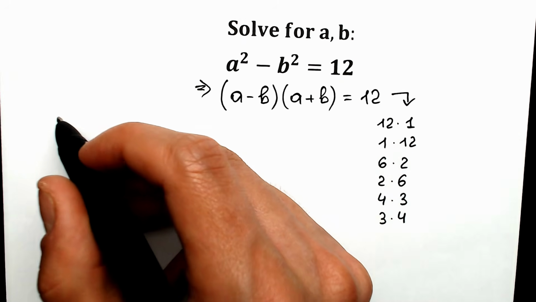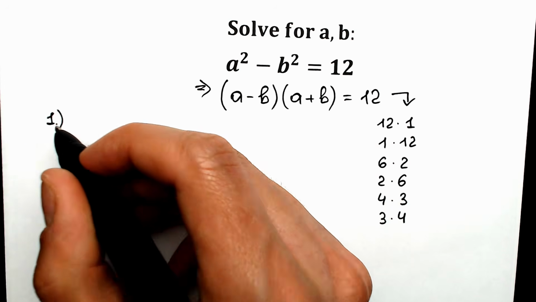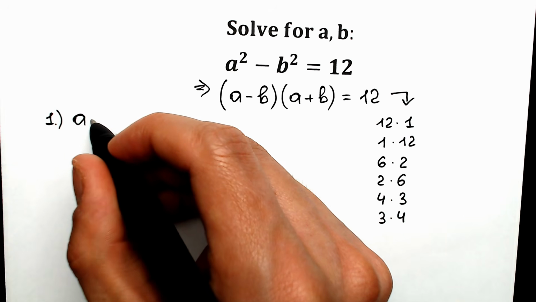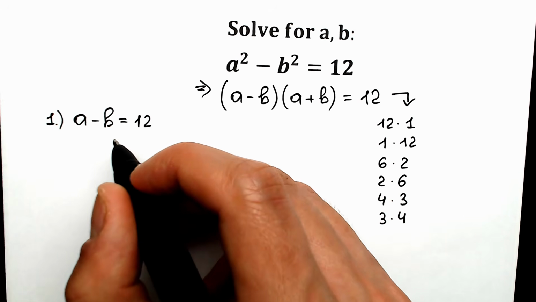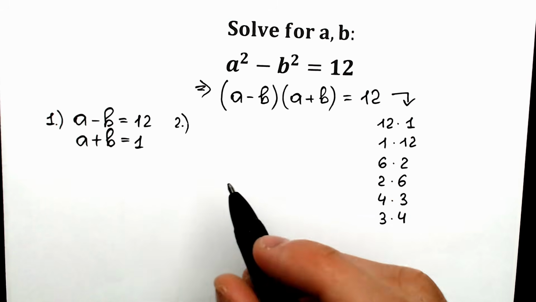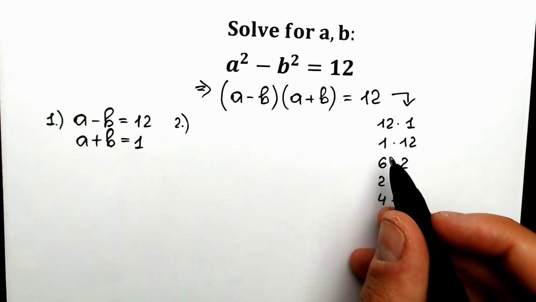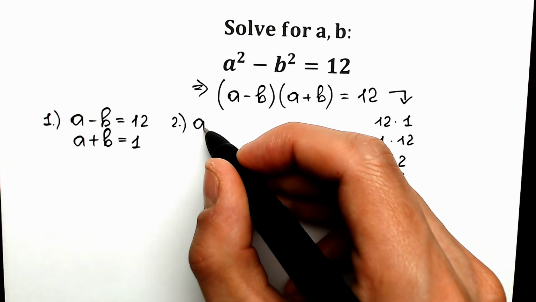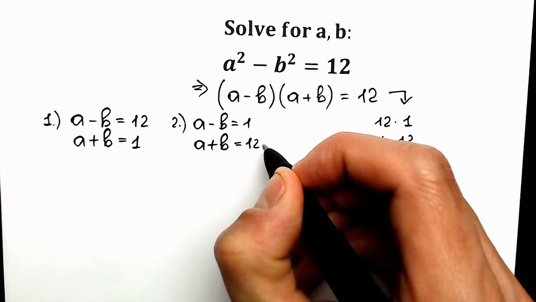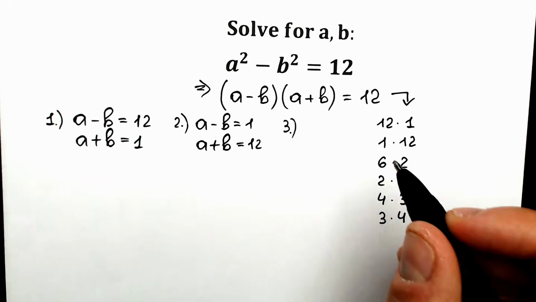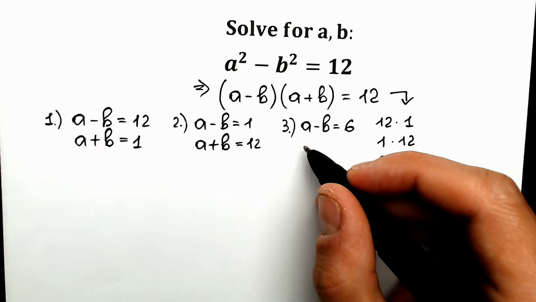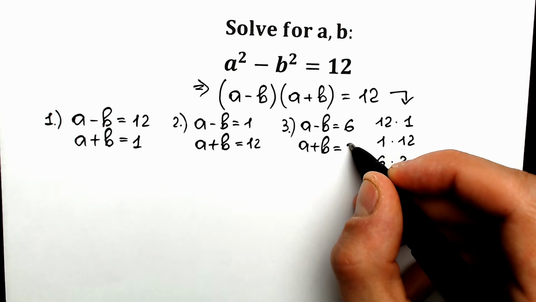Let's start, for example, right here on the left side. So a minus b, a plus b. A minus b equals 12, a plus b equals 1. This is our first system of equations, and let's quickly write our second one. We just swap the constants, so a minus b equals 1, and a plus b equals 12. This is our second one. Our third system of equations, we are talking about 6 and 2. So a minus b equals 6, a plus b equals 2.